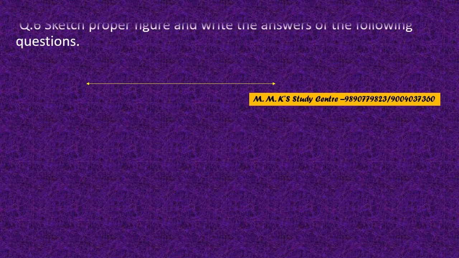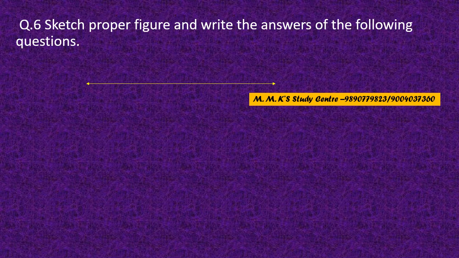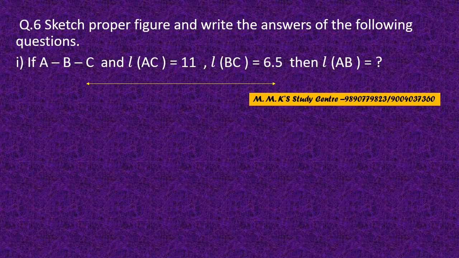Okay, question number 6. Sketch the proper figure and write the answer of the following questions. So first question, betweenness is given A-B-C. AC is given 11, BC is given 6.5. We have to find out AB, children.